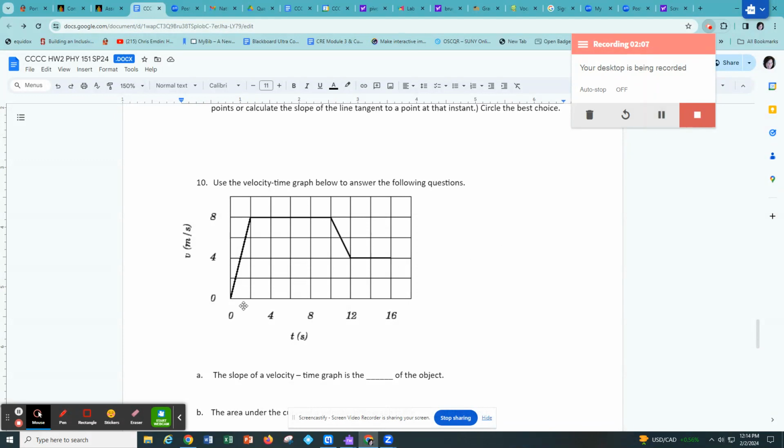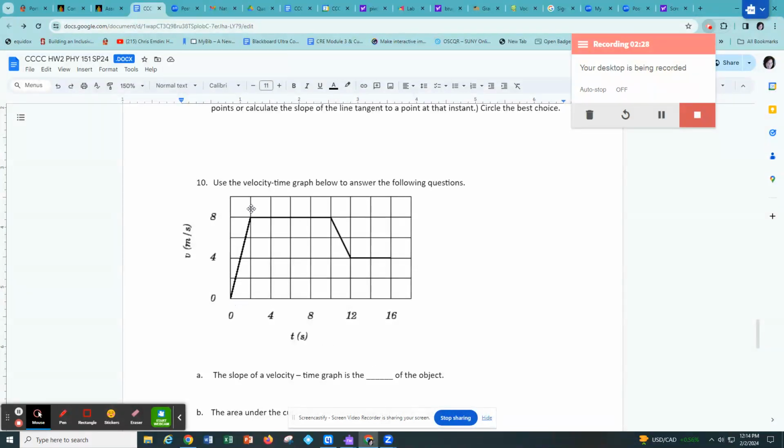It's the rise over the run. Meters per second divided by seconds again. The units of that is not speed. It is not meters. It is meters per second squared, which is acceleration. So on a velocity graph, your slope is your acceleration.